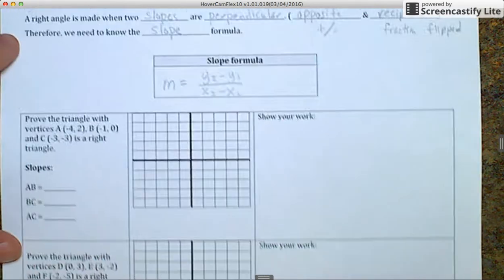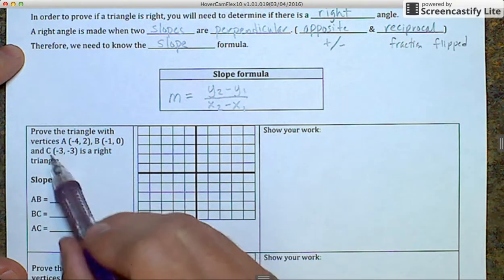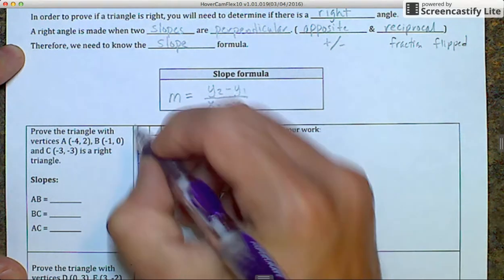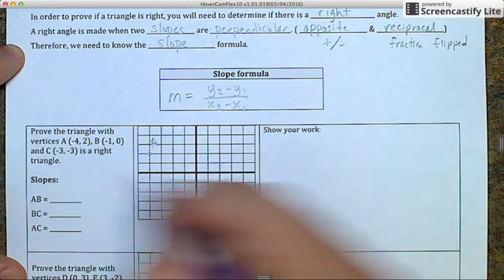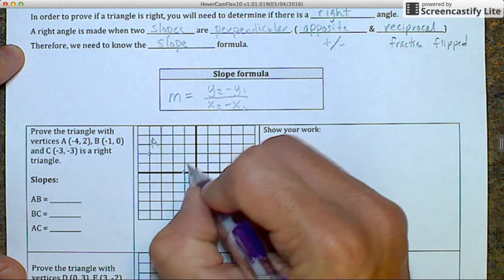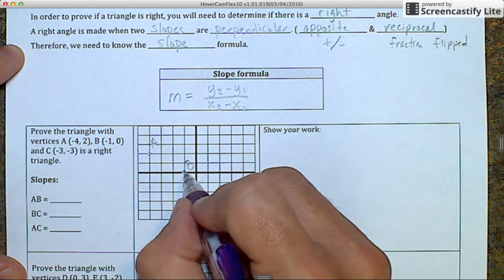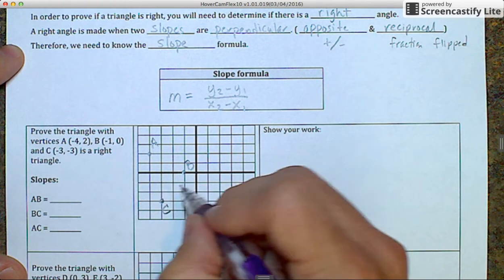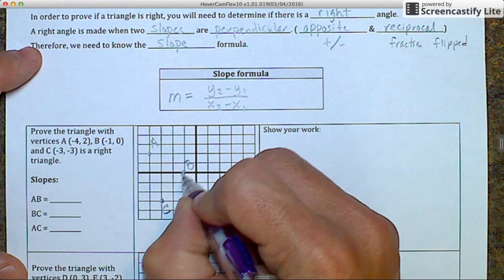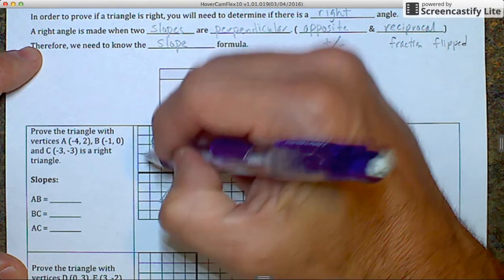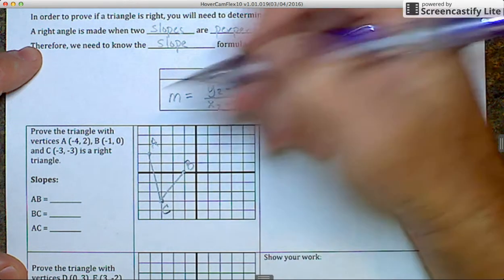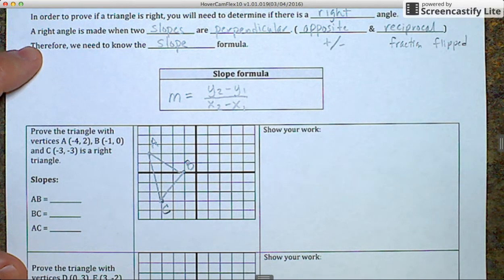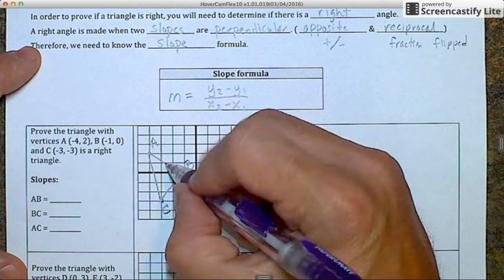Prove the triangle with vertices A (-4, 2), B (-1, 0), and C (-3, -3) is a right triangle. So, draw my sides in. And if I were you, I'd get a straight edge, an ID card, the side of an iPhone, something that would help. And then we're going to figure it out.